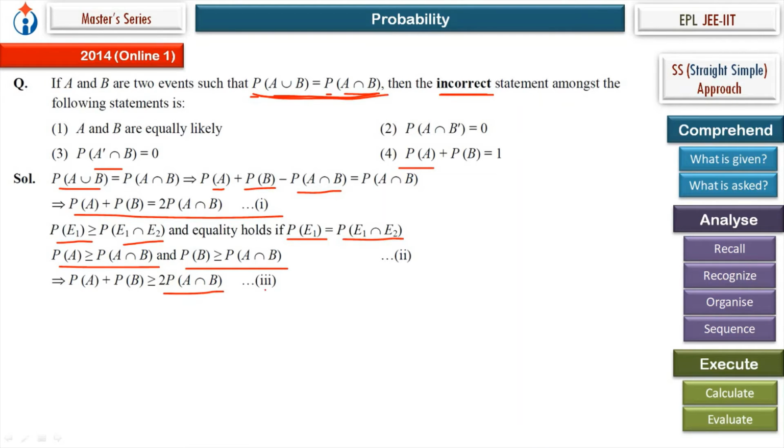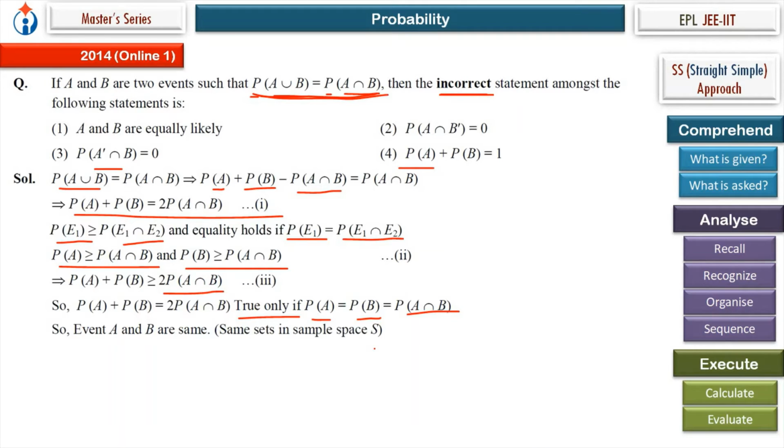Now from 1 and 2 and 3, that is clear if it is equal and we have this result, it means it is true only if P of A is equal to P of B is equal to P of A intersection B. So events A and B are the same. Why the same? They are the same set in the same sample space.